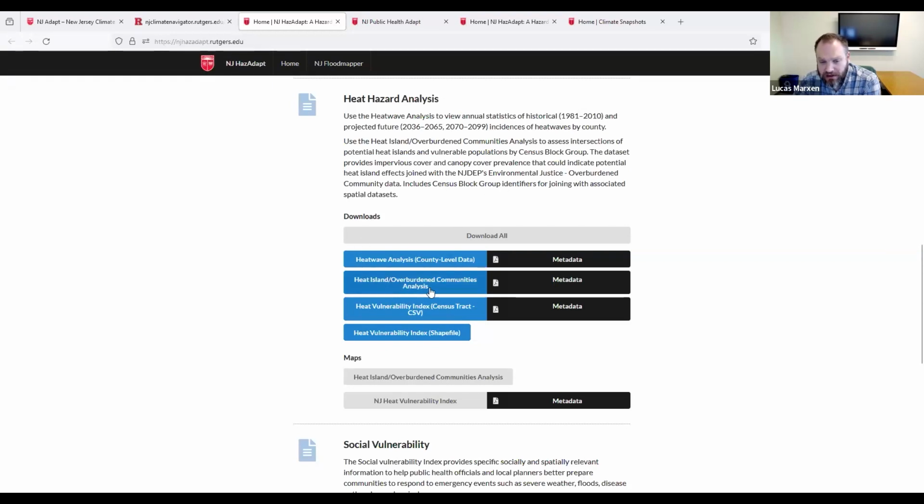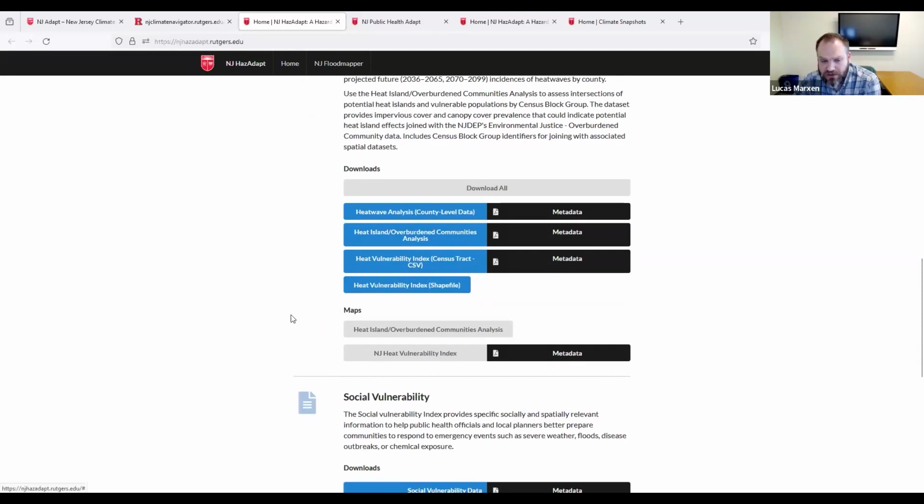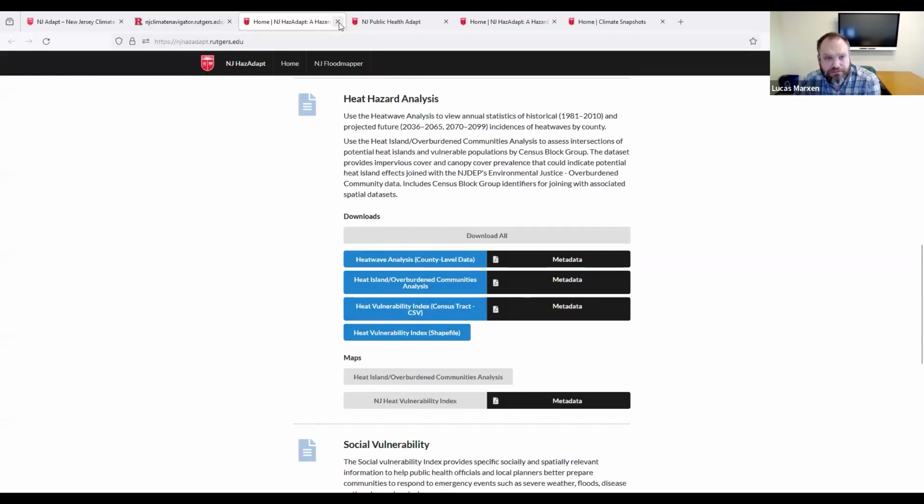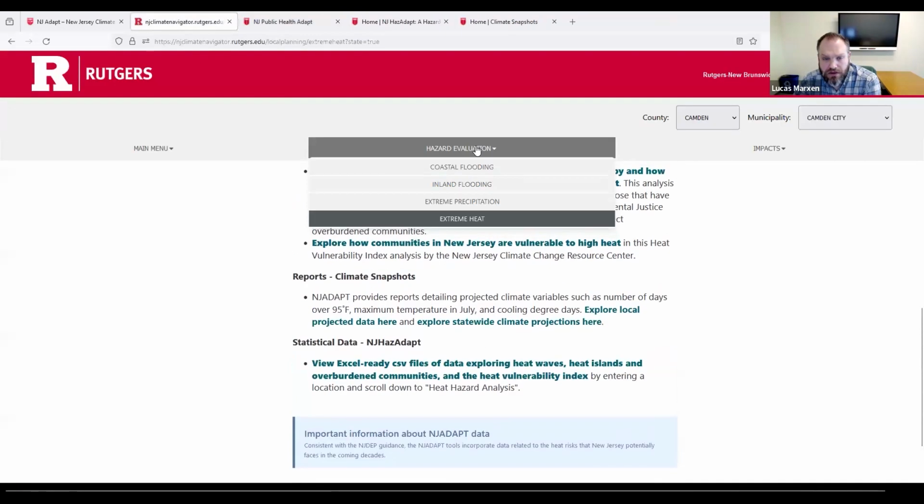We also have links to that heat island and overburdened community analysis, where you can access the maps from here with the data set directly, the heat vulnerability index data as a table or as a shapefile, so you can map it yourself in GIS if you're interested. And then we have links out to the maps for those as well from here. So that covers all the hazard evaluation components.